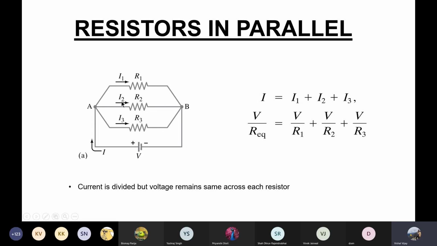But the current I is equal to I1 plus I2 plus I3. So I is equal to I1 plus I2 plus I3, and as the voltage is the same across all these three, I is V divided by R equivalent of this resistance combination. So V by R equivalent is equal to V by R1 plus V by R2 plus V by R3. So current is divided and voltage remains the same.